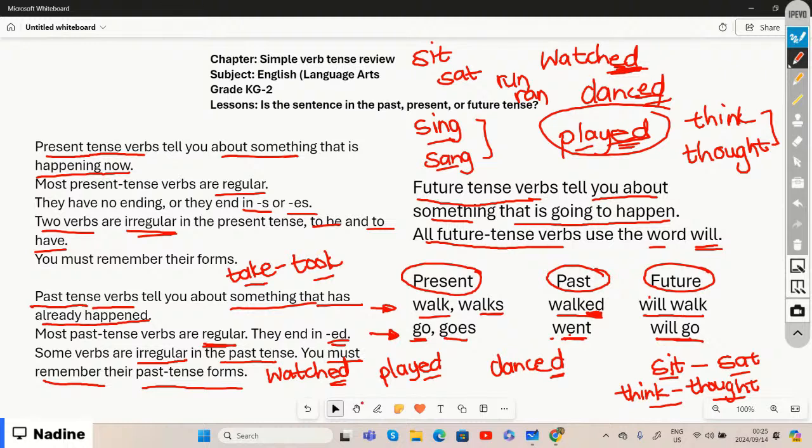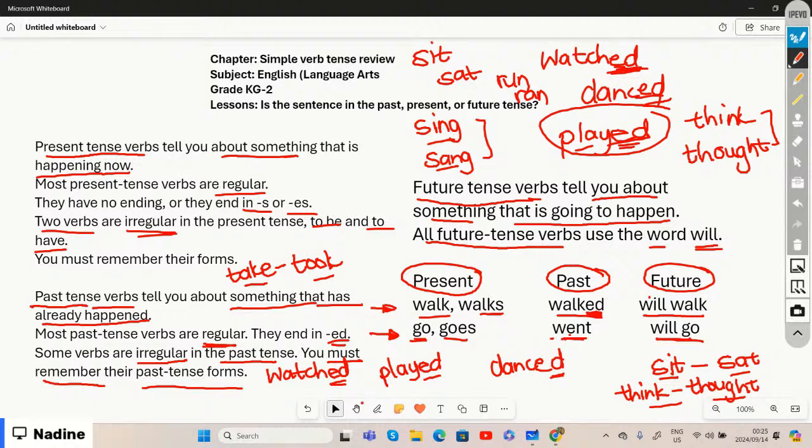So these are simple verb tenses. It looks very busy on the screen, but we have the present tense and it tells you about something that is happening now. In the present, it is something that is happening now. And we say that most of our verbs are regular and end with S or ES. Then we have the past tense verb that tells us about something that has already happened. It's in the past. It happened already.